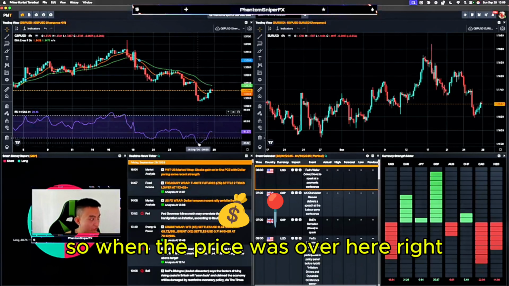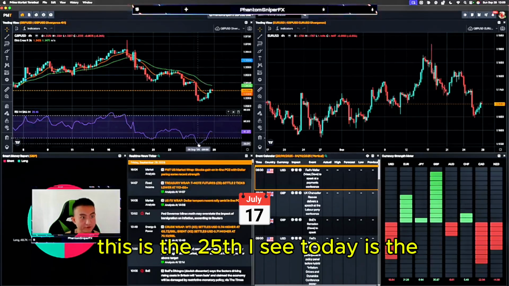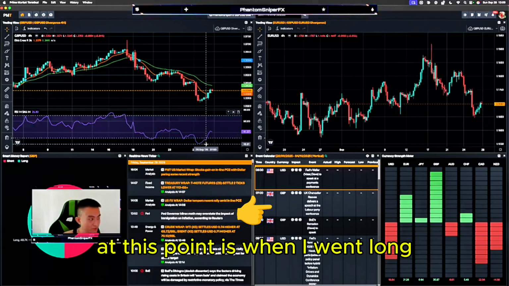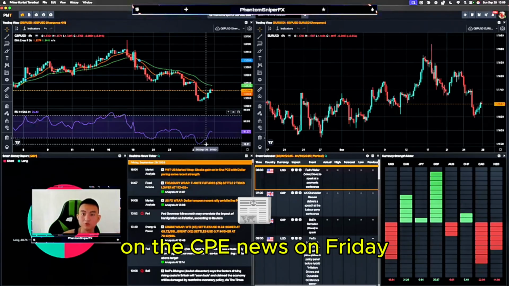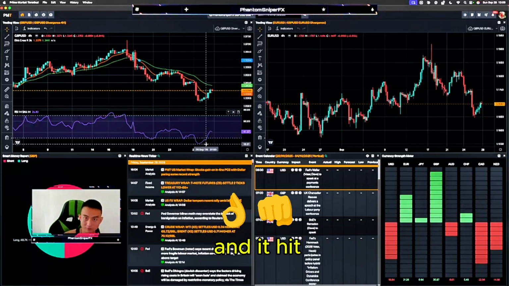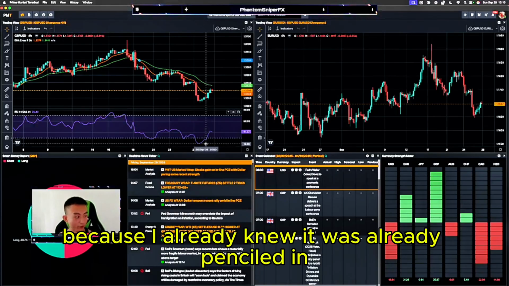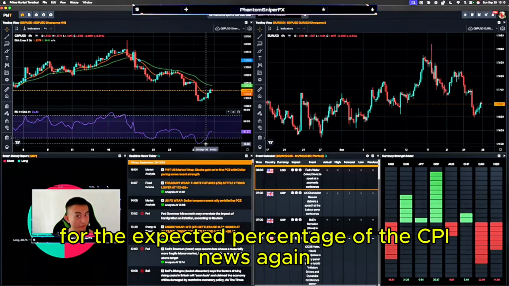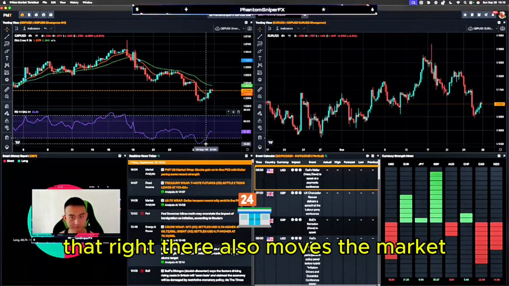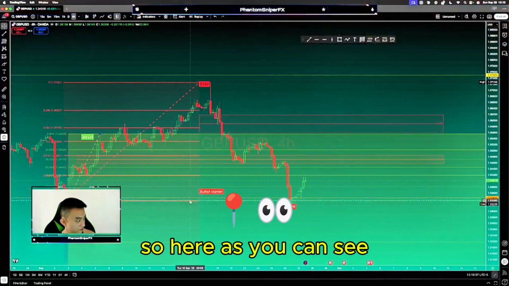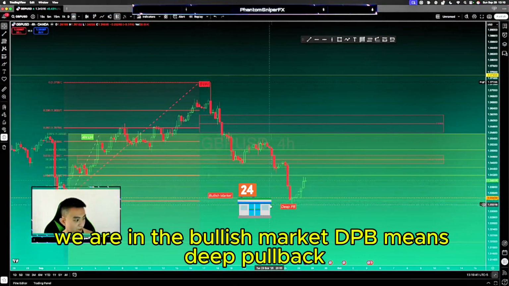So when the price was over here, this is the 25th. Let's see, today is the 20th, Saturday is the 27th, Friday is the 26th. At this point is when I went long on the CPI news on Friday, and it hit my TP at this point, because I already knew it was already penciled in for the expected percentage of the CPI news. Again, that also moves the market, but at the end of the day, supply and demand takes priority. So here, as you can see, we are in the bullish market.